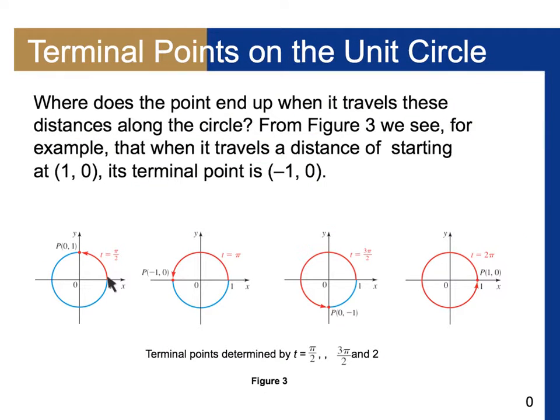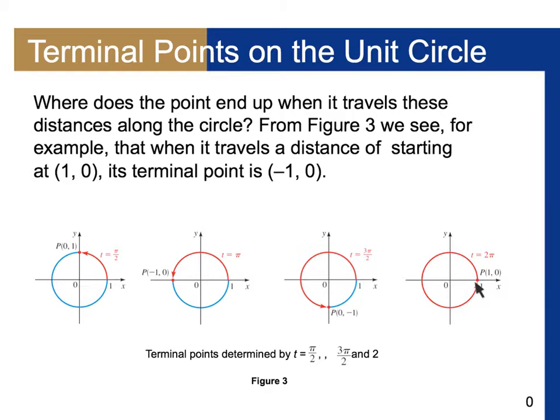So here we're starting here, going counterclockwise, so we're going positive. t equals pi over 2 would just be a quarter of the way. t equals pi would be half the circle. And notice the terminal points here. At pi over 2, we ended up at 0, 1. At pi, we end up at minus 1, 0, because we're on the unit circle. And this would be 3 pi over 2, a pi and a half, basically. At 3 pi over 2, we end up at the point 0, minus 1. And then if we go the full 2 pi, we just end up where we started.